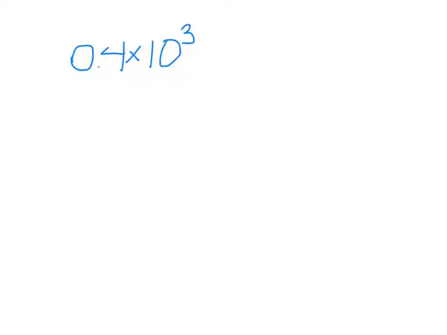Here's a shorter example to look at. We have 4/10 times 10 cubed. So our first order would be the exponents. We don't have any parentheses, so we start at the exponents. And that would equal 1,000. So we would rewrite it as 4/10 times 1,000. And then all that's left is to multiply, so that equals 400.